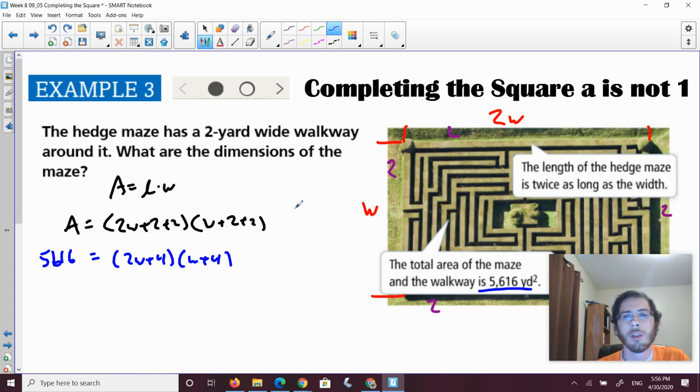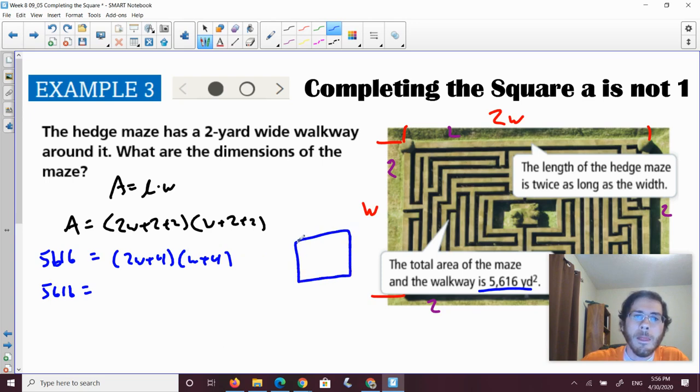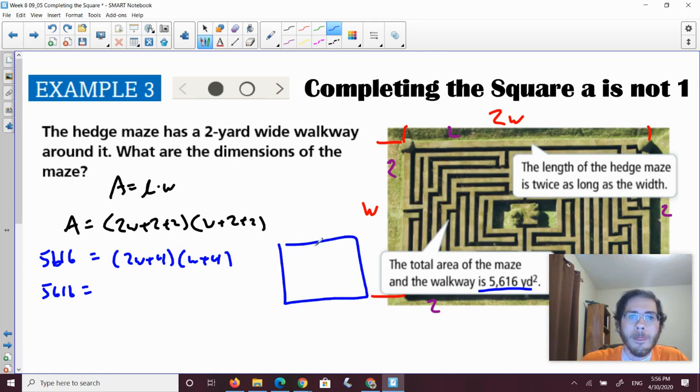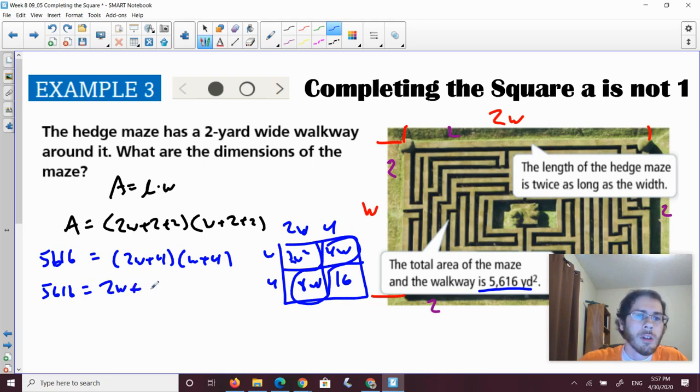Okay, so in order to complete the square, the first thing we need to do is make it look like it's in standard form. So let's get that going. 5616. I'm going to multiply those binomials together. So 2w plus 4, w plus 4. So 2w squared, 4w, 8w, and 16. We'll combine the like terms. So we get 2w squared plus 12w plus 16.